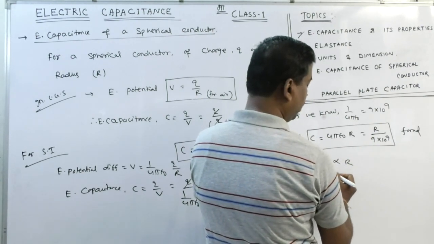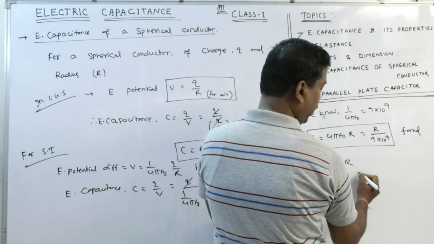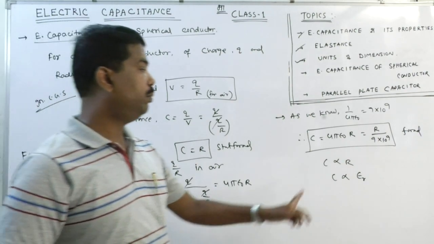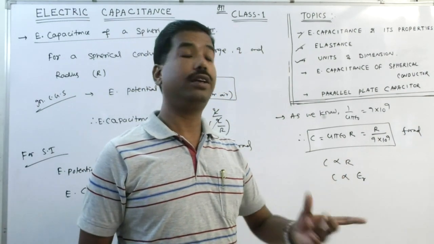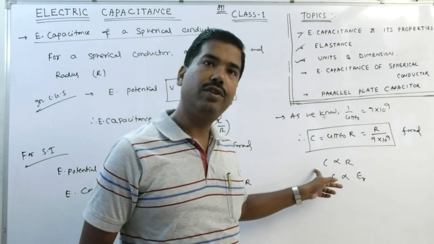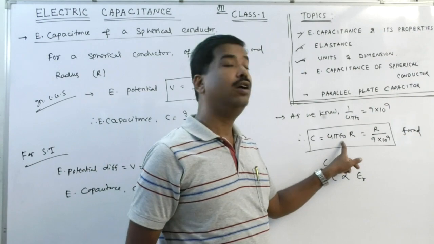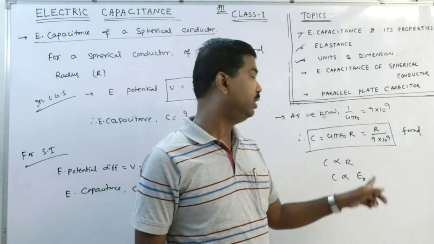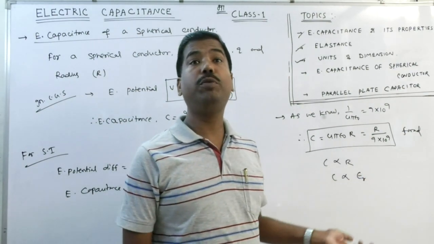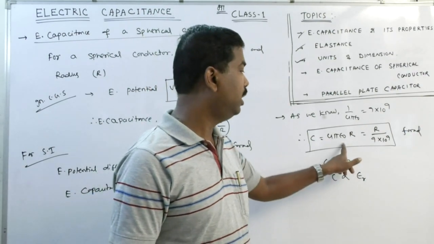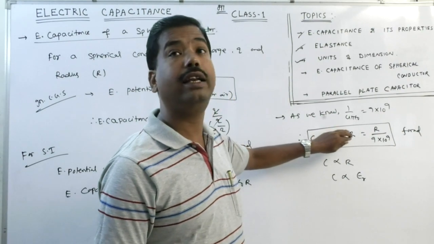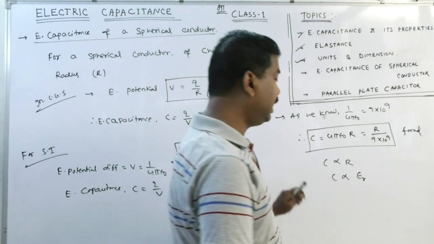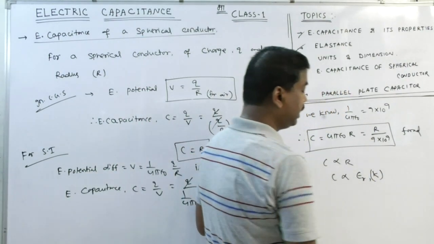It means C is directly proportional to R. Clear? It means if the radius of the conductor goes on increasing, then the capacity also increases. And C is directly proportional to epsilon. Here for air medium we are using 4 pi epsilon 0. But instead of air, if some other medium is there, then it is epsilon, which means epsilon 0 into epsilon R. If 4 pi epsilon 0 is taken as constant, then epsilon R will be the dielectric constant. So C is directly proportional to the relative permittivity, or I can say the dielectric constant.